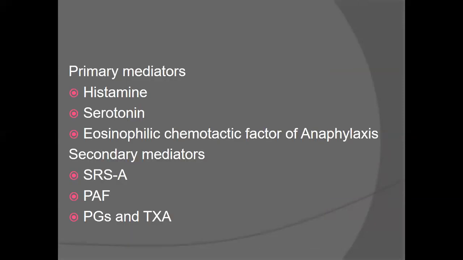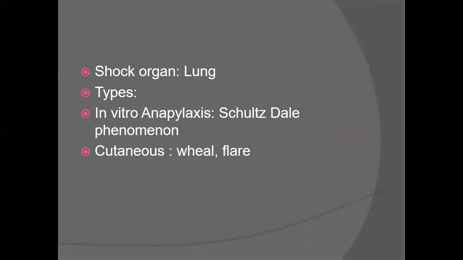This is what they will release. The primary mediators of anaphylaxis: histamine, serotonin, and eosinophilic chemotactic factor of anaphylaxis. The secondary mediators are SRS-A, slow reacting substance of anaphylaxis. PAF is platelet activating factor. PGs is prostaglandins, and TXA is thromboxane A2. What is the shock organ? It is lung. In vitro anaphylaxis is called the Schultz-Dale phenomenon.